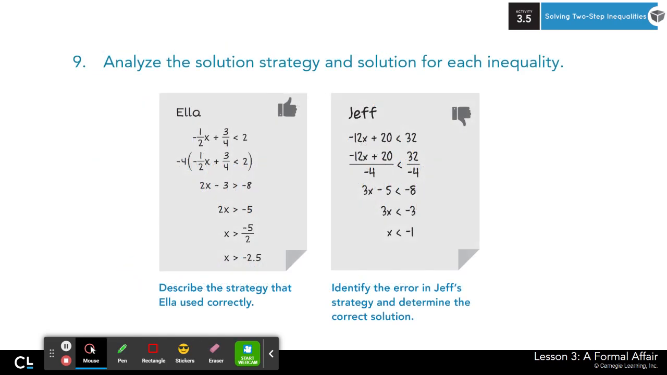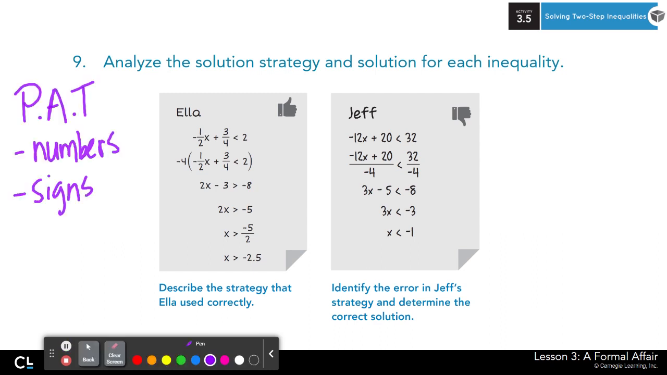Question 9, it says analyze the solution strategy and solution for each inequality. So here you have Ella's work and you have Jeff's work. You're going to describe the strategy that Ella used correctly from a previous activity that we've done. And then you're going to identify the error in Jeff's strategy and determine the correct solution.